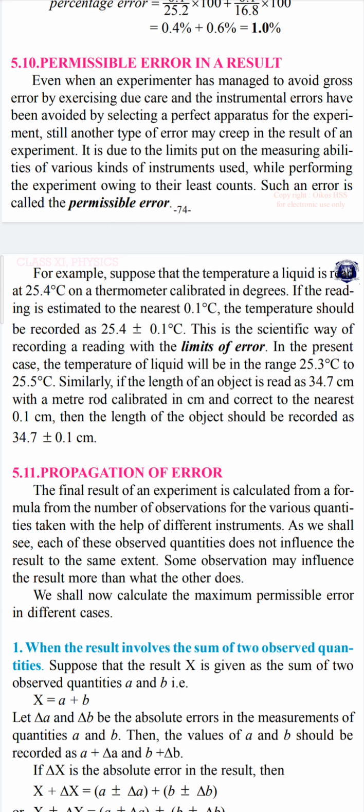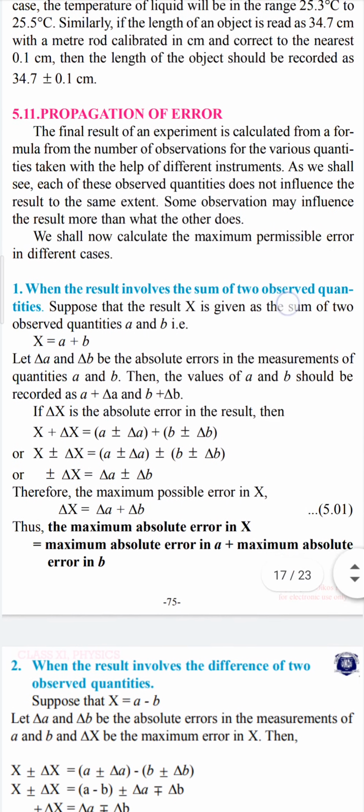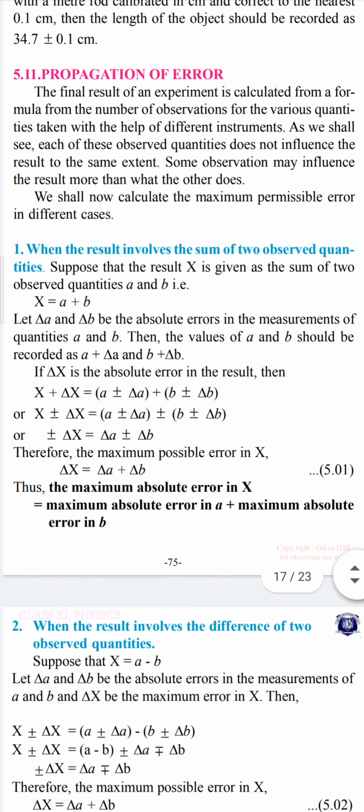5.11. Propagation of error. The final result of an experiment is calculated from a formula from the number of observations for the various quantities taken with the help of different instruments. As we shall see, each of these observed quantities does not influence the result to the same extent. Some observation may influence the result more than what the other does. We shall now calculate the maximum permissible error in different cases.